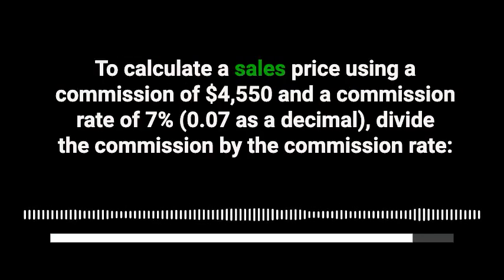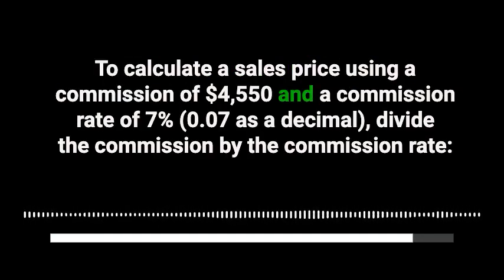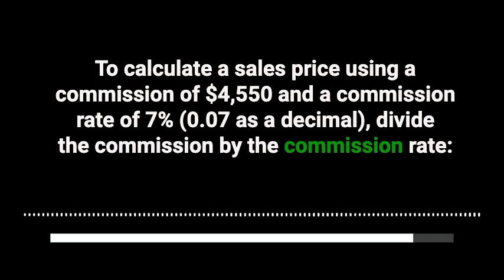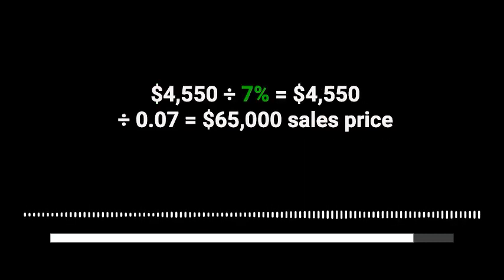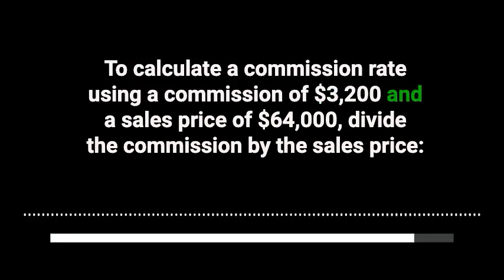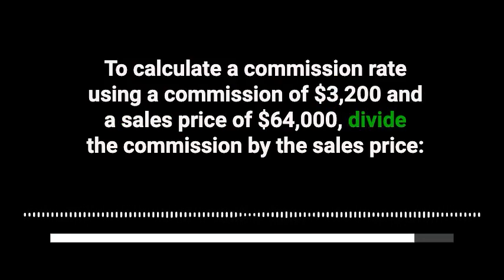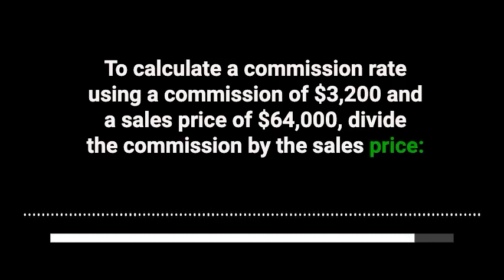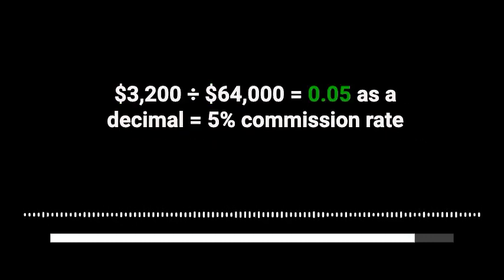To calculate a sales price using a commission of $4,550 and a commission rate of 7%, divide the commission by the commission rate. $4,550 divided by 7% equals $4,550 divided by 0.07 equals $65,000 sales price. To calculate a commission rate using a commission of $3,200 and a sales price of $64,000, divide the commission by the sales price. $3,200 divided by $64,000 equals 0.05. As a decimal equals 5% commission rate.